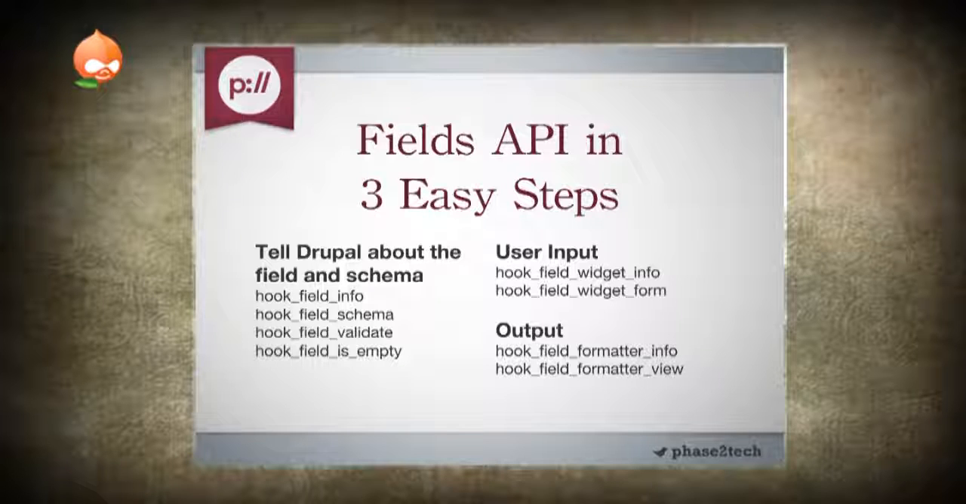The third and final step to building something using Fields API is the output. You just need to be able to output that data. It's one thing to collect the data, but you have to be able to output it. Now, I've listed 8 hooks that are essential to defining a field.